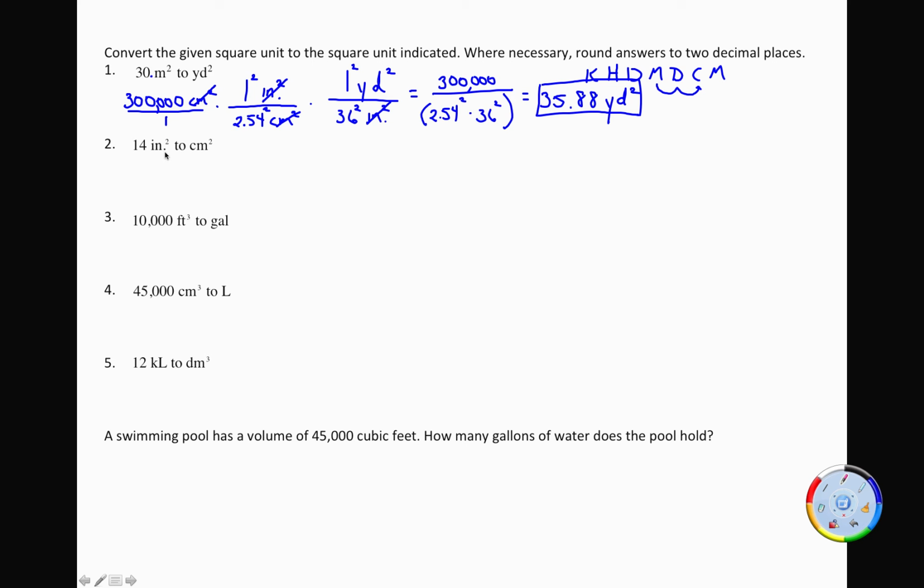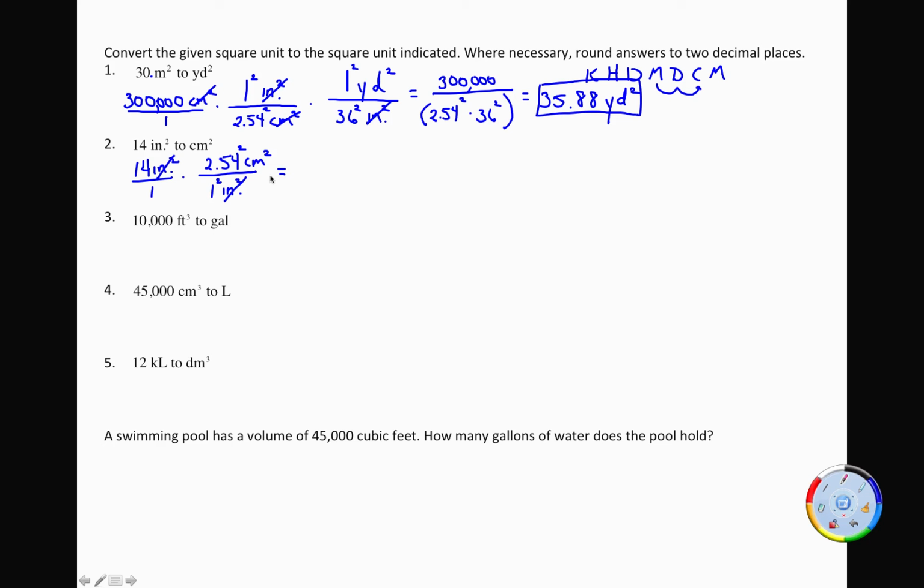Okay, square inches to square centimeters. Hey, this one's going to be pretty easy because my conversion factor between the metric system and the English system is inches to centimeters. So I'm starting with square inches. So I'm going to write that over 1. And then my conversion factor is the fact that 1 inch is 2.54 centimeters. However, I need square inches. So don't forget to square everything.